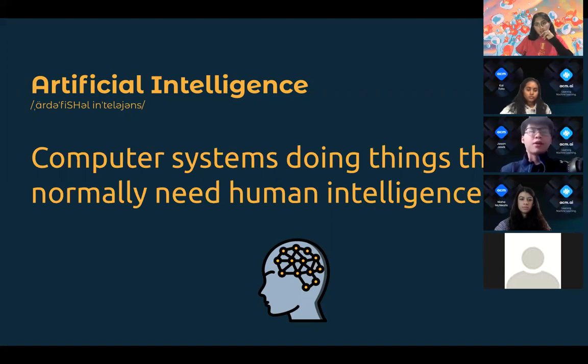And to pick apart some of the words here, when we say computer systems, we mean something like your smartphone, a laptop, a desktop computer, stuff like that. And when we say human intelligence, I'm talking about things that we normally think of as only humans being able to do. So that could be having a philosophy debate, cooking, or at least I think only humans can cook.